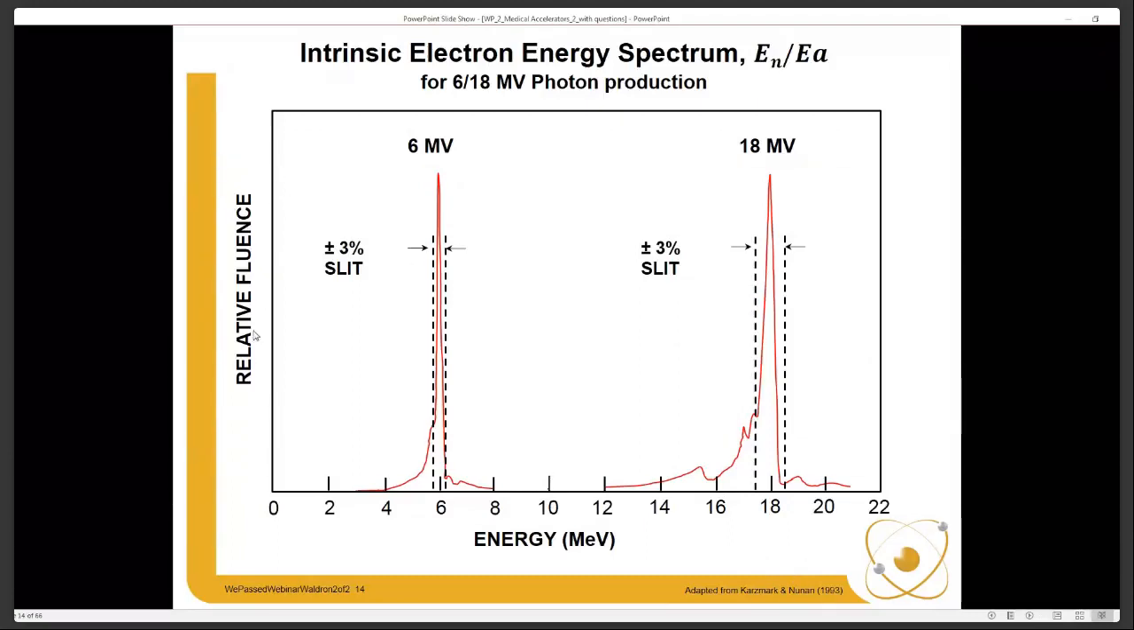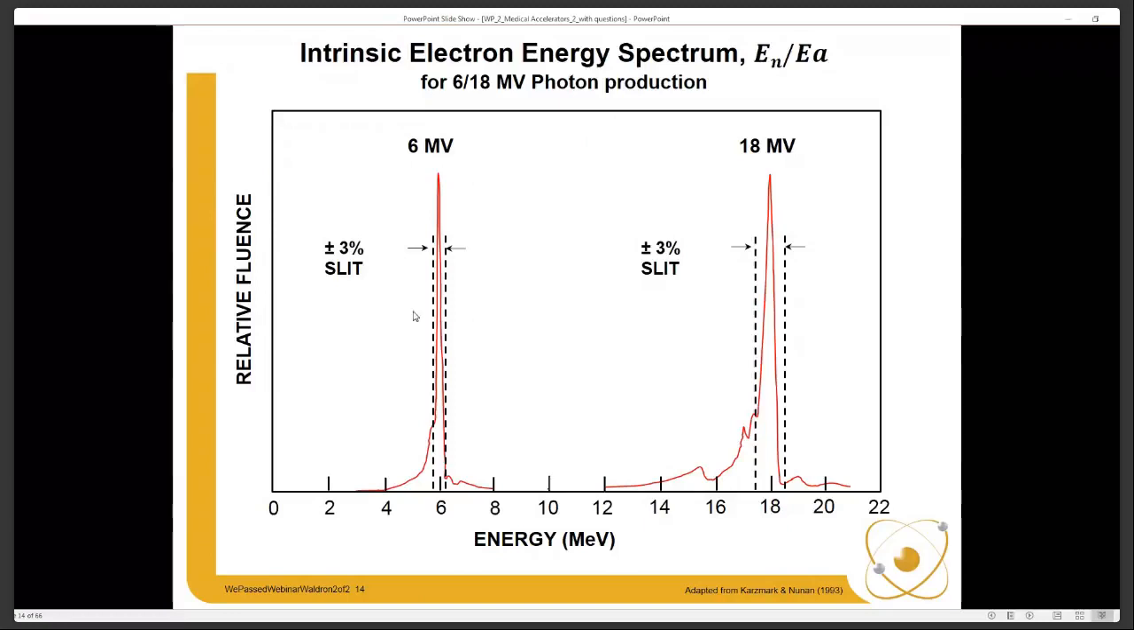The vertical axis here is relative fluence. The horizontal axis is energy in MeV. This is the intrinsic electron spectrum, which I'm saying is E sub n or E sub a, for a 6 or 18 MeV photon beam. So this is the electron energy spectrum in the accelerator that's going to produce either a 6 MeV or an 18 MeV beam. We can see here that for the 6 MeV beam, we have a sharp peak right about at 6 MeV. And the spectrum extends down below 4 MeV and up past 8 MeV.